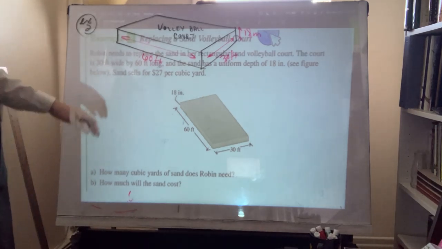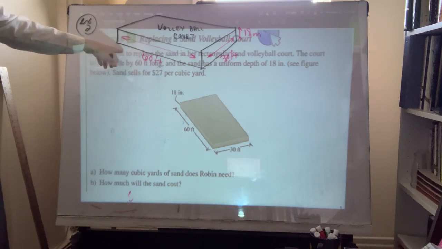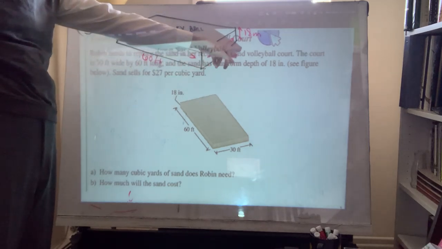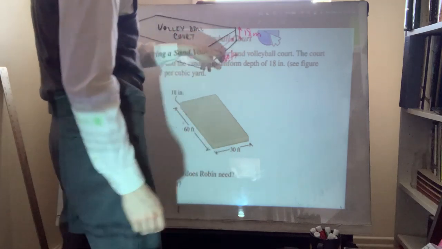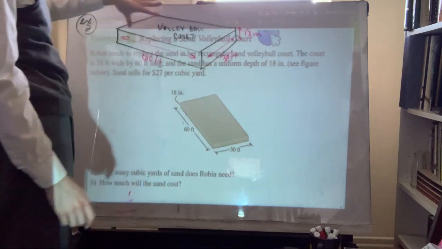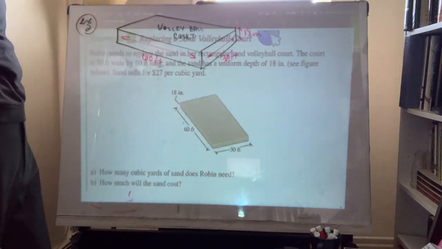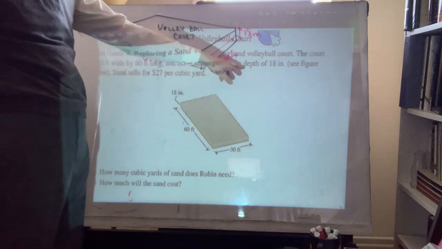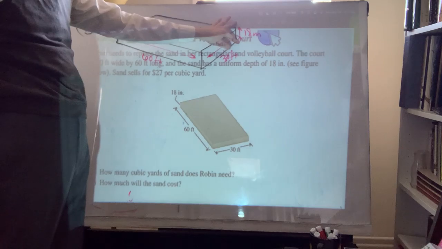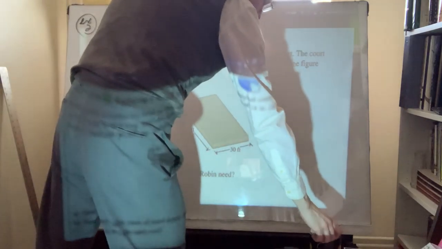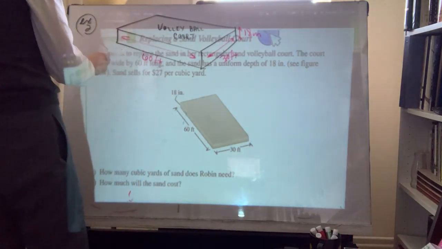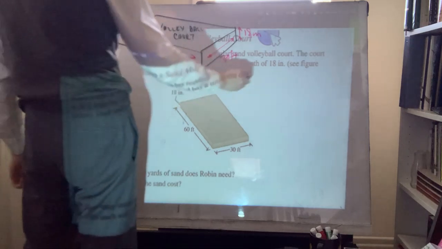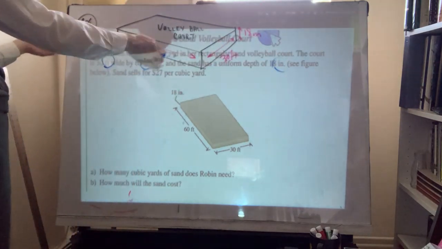Without adjusting my blinds, let me just read this to you. Robin needs to replace the sand in her rectangular sand volleyball court. That's the rectangle that I've simulated here. All right. The court is 30 feet wide, 60 feet long, and the sand has a uniform depth of 18 inches. All right. Immediately, notice that the units are not the same unit. Right. They're not all inches, they're not all feet.